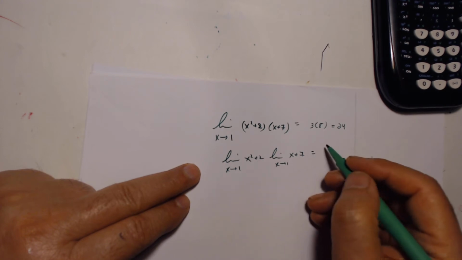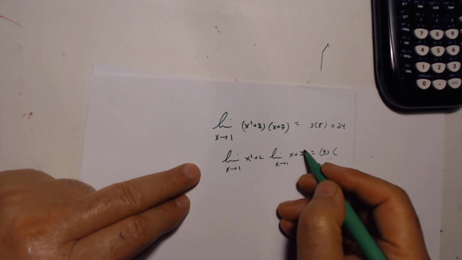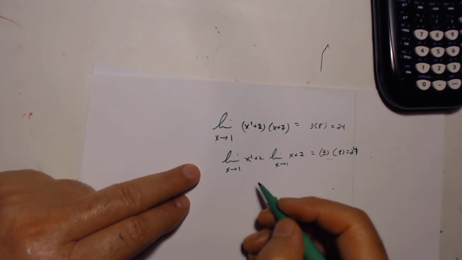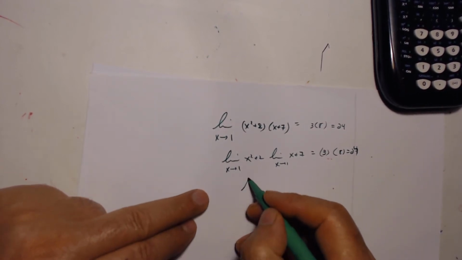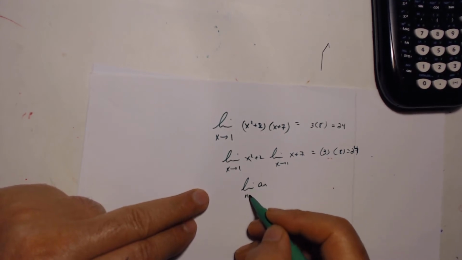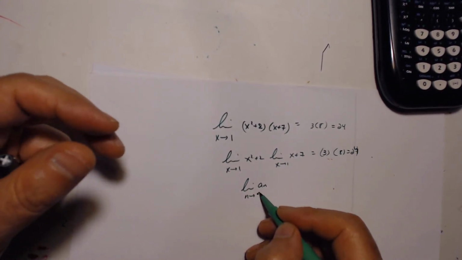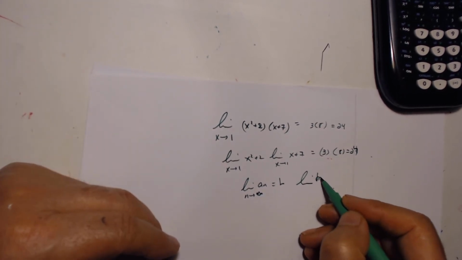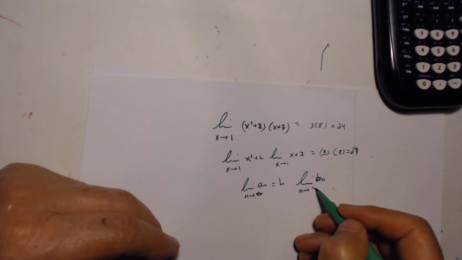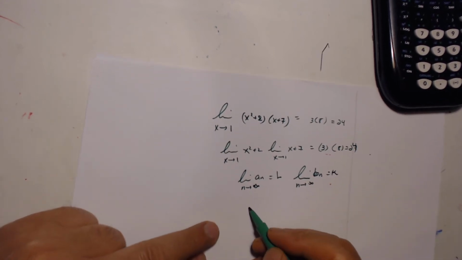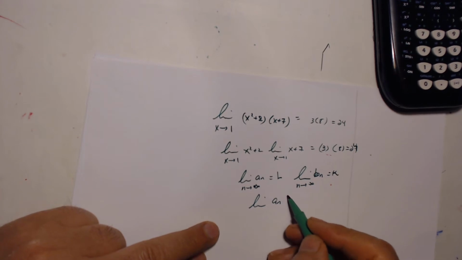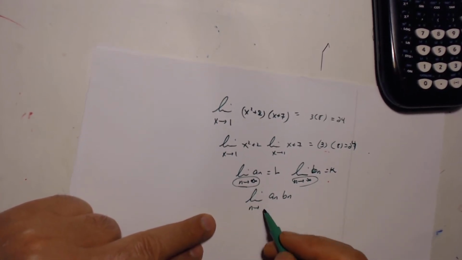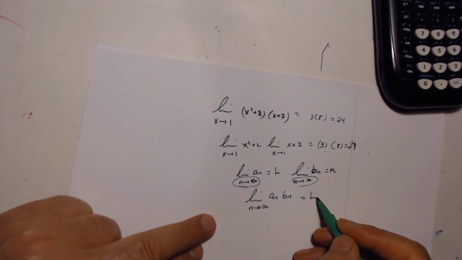Therefore, when you put 1 here, it is 3, and when you put 1 in here, it is 8, and you get 24. Therefore, if you have the limit of a sub n as n approaches infinity equal to L, and the limit of b sub n as n approaches infinity equal to k, then the limit of a sub n times b sub n, and remember these two indices must be the same, as n approaches infinity is L times k.